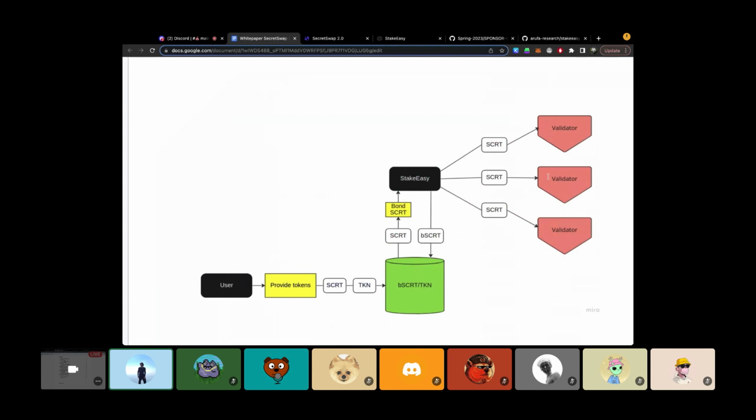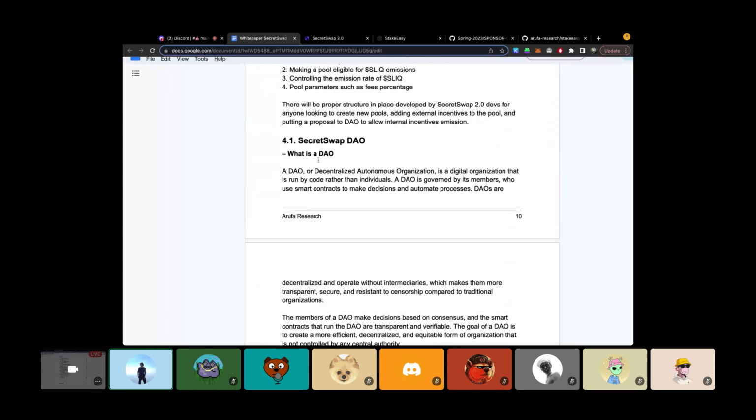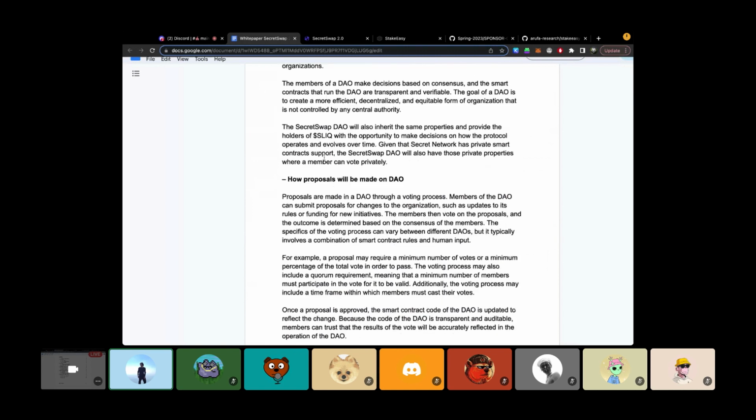So within StakeEasy, the approach is that we'll not just stake to one validator, we'll stake to 10 validators at a time, depositing equal amounts to each validator. And this validator set will also be cycled through every 21 days, de-risking that. After that, there's an explanation of how the governance works and how the DAO works. You can go through the details.